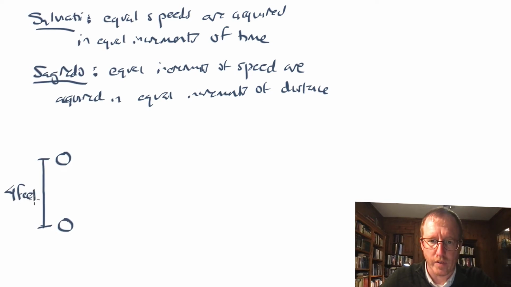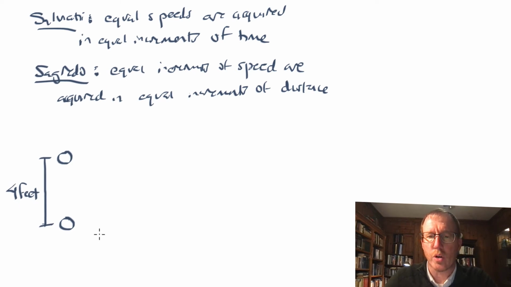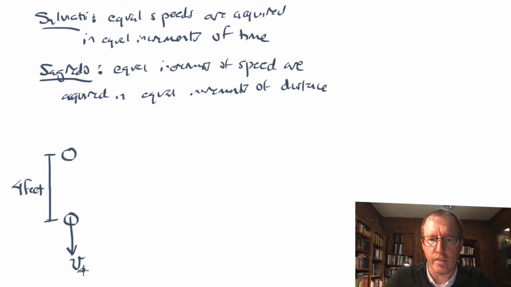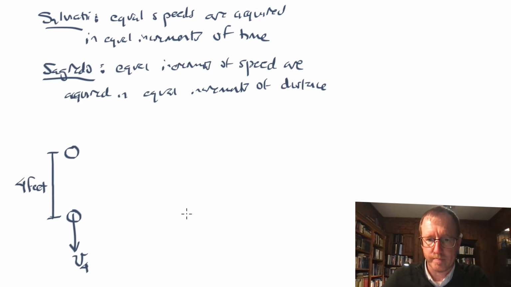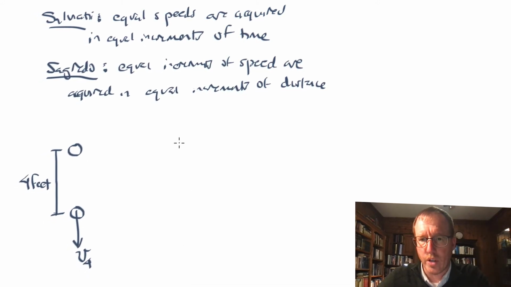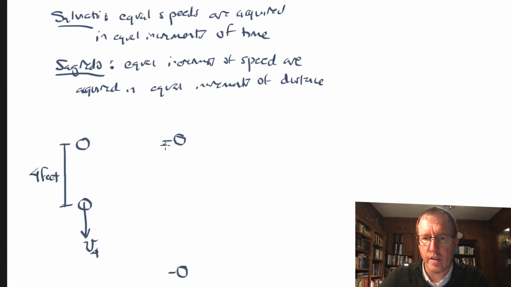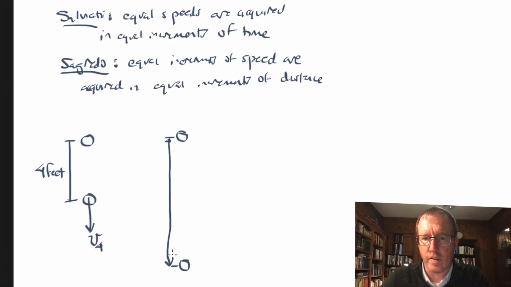4 feet, okay? In so doing, it is going to acquire some speed. So that's the velocity it has after falling 4 feet. Now let's suppose you have another object that you drop and instead it falls 8 feet. This is 8 feet.